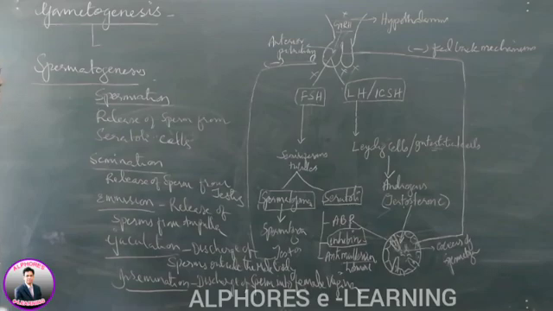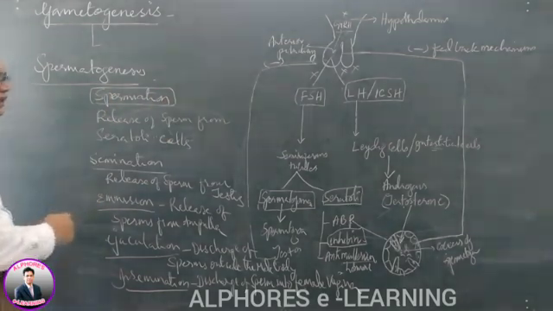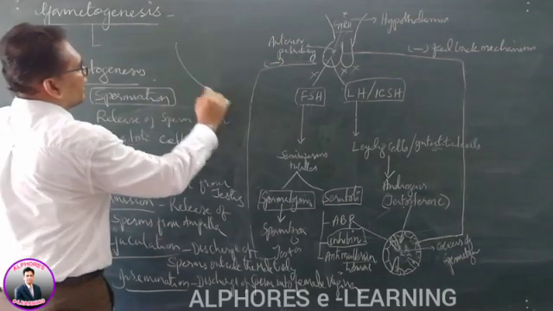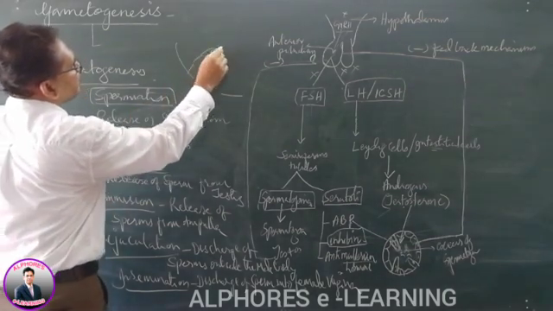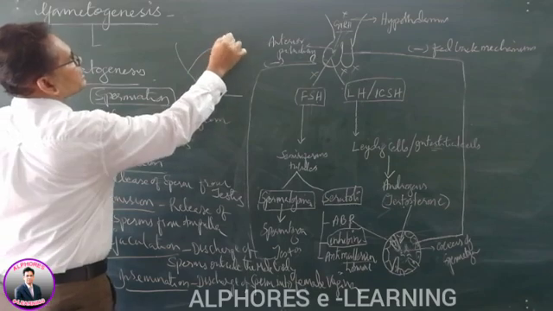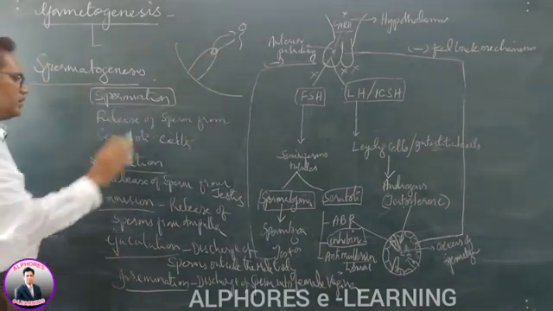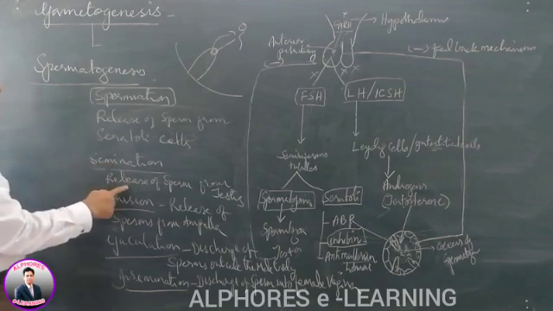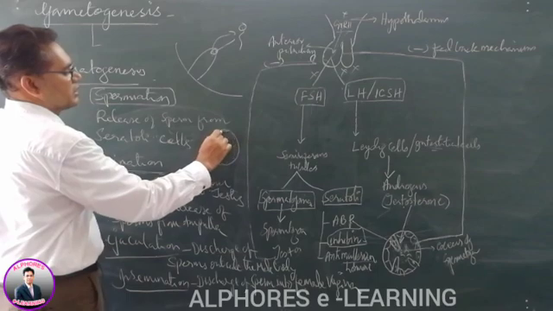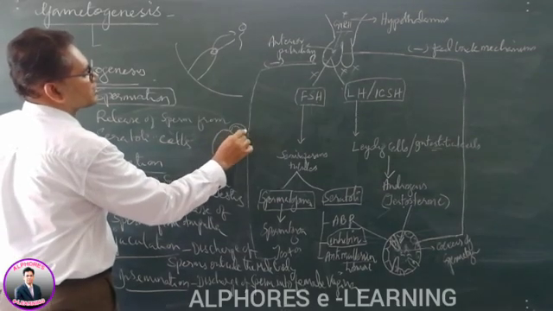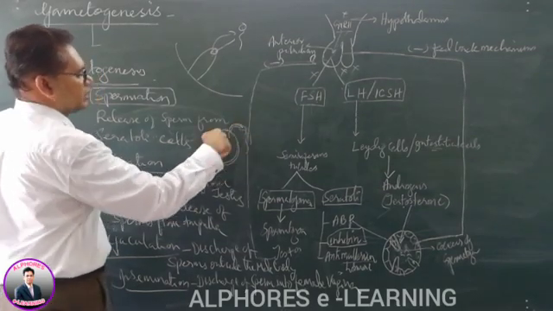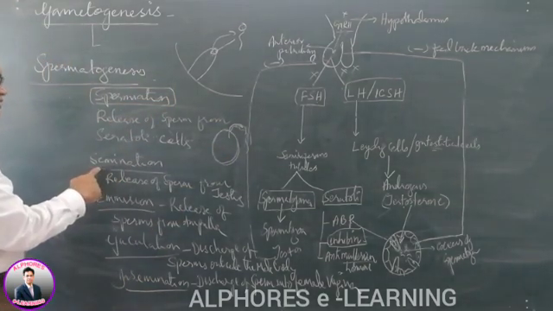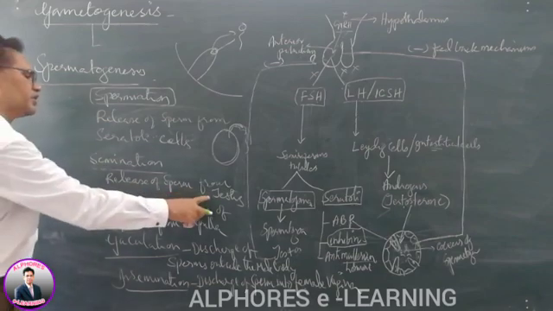Now what we are saying, spermiation is release of sperms from the Sertoli cells. Here these are the Sertoli cells, and these are the sperm heads embedded. The release of this sperm is spermiation. Semination means release of sperms from the testis. Now these are the testis, and these are the epididymis. The release of sperms here into the epididymis, that is out of the testis, is semination.